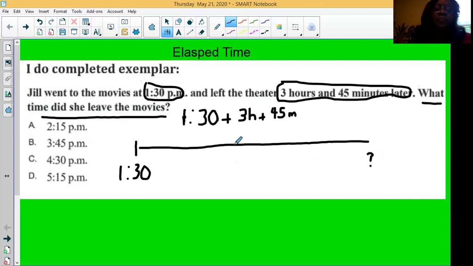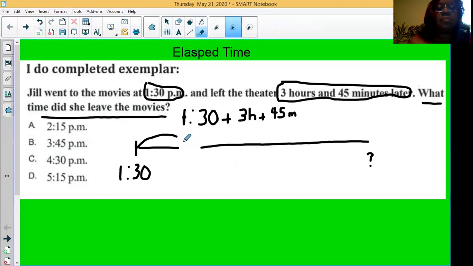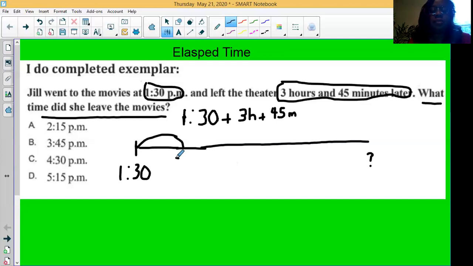That's our job, okay? All right, so I know that she got there at 1:30 and she left 3 hours later. So I'm going to take one jump, okay? And I'm going to label that 1 hour. Make this easy on myself. So 1 hour later would make that 2:30. So from 1:30, 1 hour later would be 2:30. Okay, so that's our first jump.